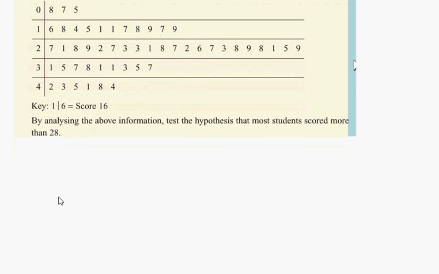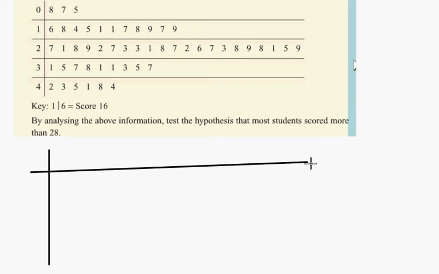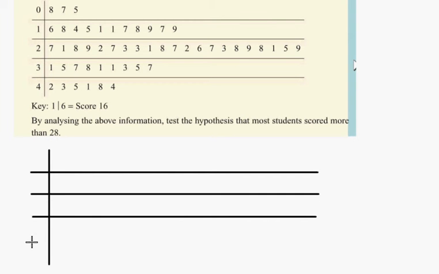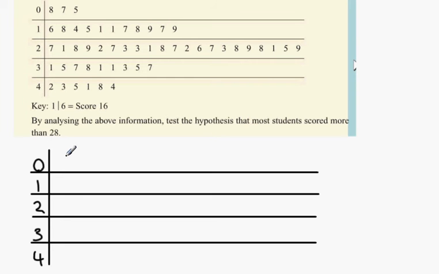So what I have to do is redo the full stem and leaf, okay? So it's 4 lines down, 4 lines across. Now, what happens now is the following, okay? What we get here is 0, 1, 2, 3 and 4. So let's arrange them in order of size. 5, 7, 8 is the first one.